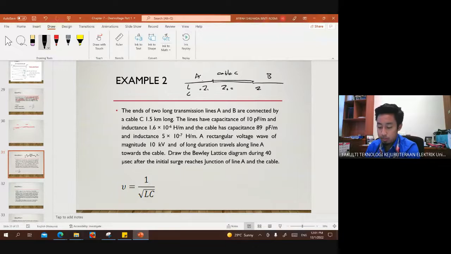Okay, and then the rectangular voltage wave magnitude 10 kV and long duration travel along line A toward the cable. Draw the lattice diagram during 40 microsecond after the initial surge reaches the junction of line A at the cable. So kita kena kira dulu.